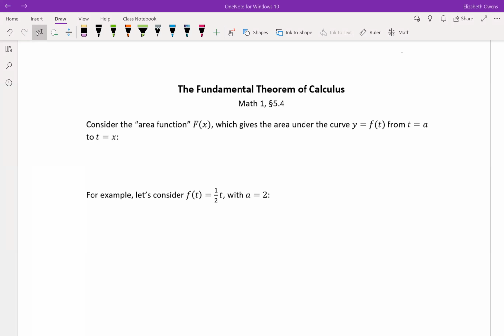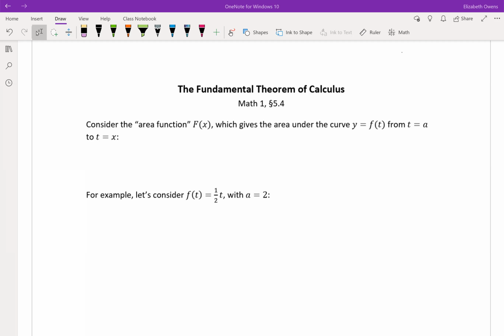We are starting section 5.4 in this video, and this is on the Fundamental Theorem of Calculus. So you know it's got to be kind of a big deal. There are two parts to this theorem, part 1 and part 2, and we will work our way through both of these.